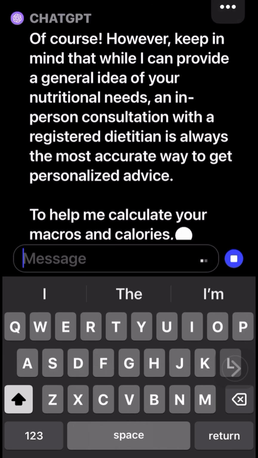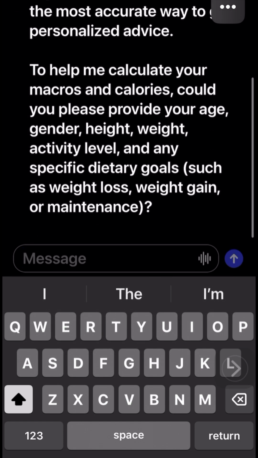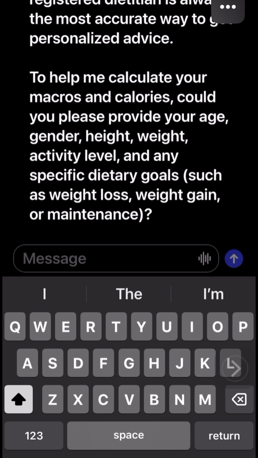So it then gave me a super long response reminding me that I should probably consult an actual dietitian and a doctor, but it would be able to calculate this for me if I provide my age, gender, height, weight, activity level, and any specific dietary goals.